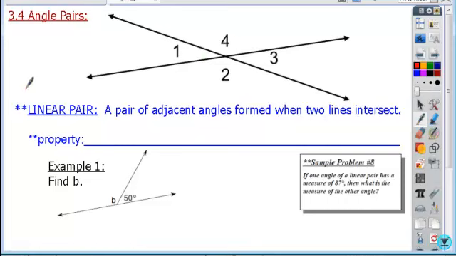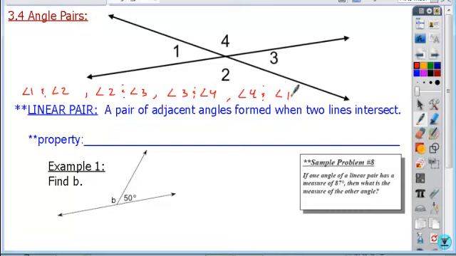So the linear pair would be angles 1 and 2, angles 2 and 3, angles 3 and 4, and finally angle 4 and 1. And each of those is a linear pair.